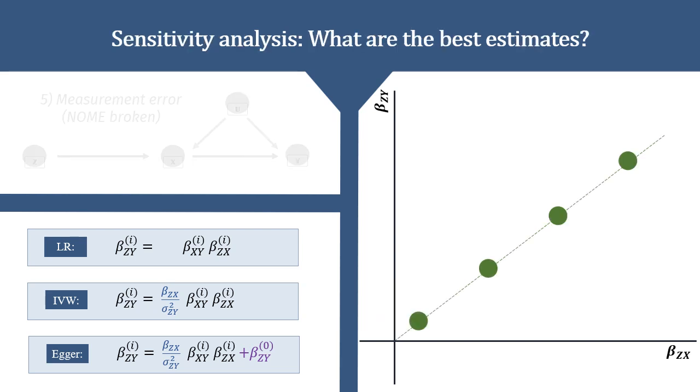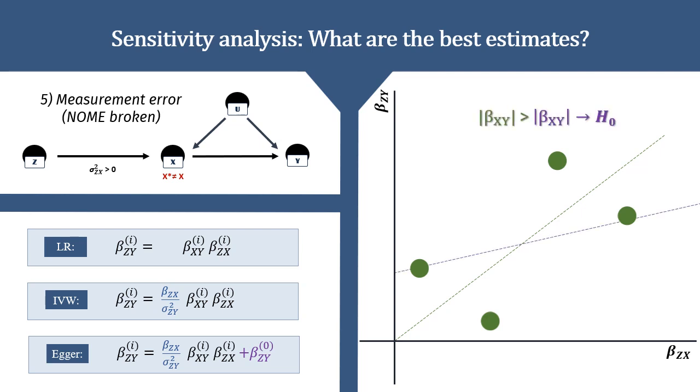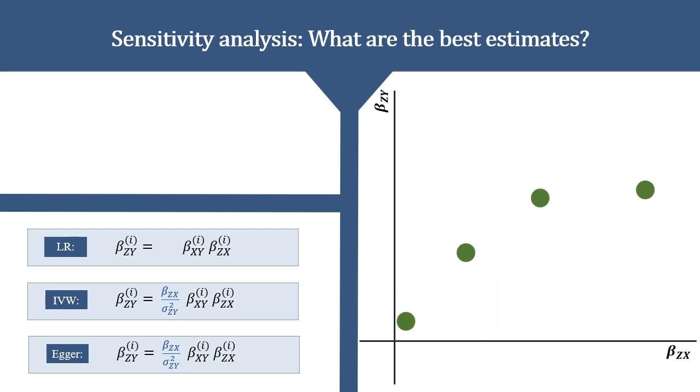When measurement errors creep in, violating the NOME assumption, detection power may wane. Random errors in X can introduce what is known as a regression dilution bias, flattening the curve and making it harder to detect a true causal relationship. Linear assumptions can also be a hurdle.